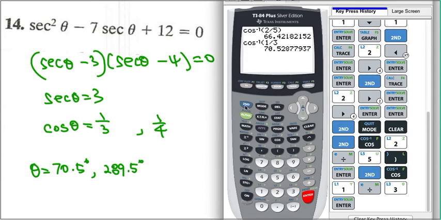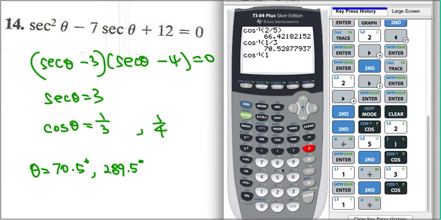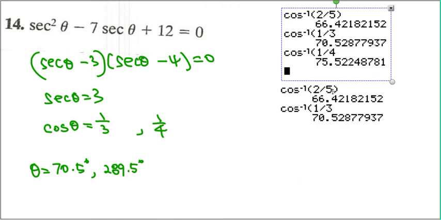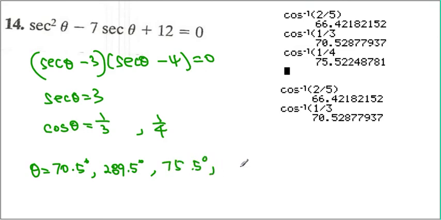Now, how about 1/4? We can do exactly the same thing. 1/4 right over here. Then, as you can see, 75.5 degrees. And the second one will be 360 minus this. So we end up getting 284.5 degrees. Alright, those are the 4 measures of the angles.